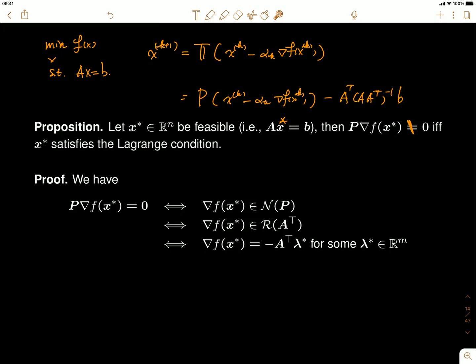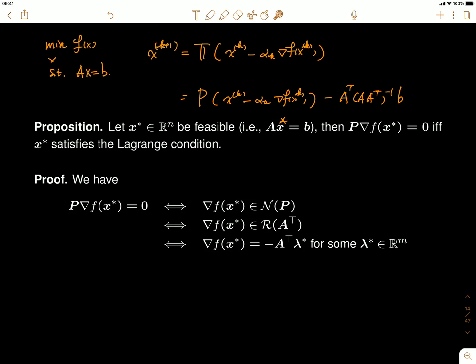Sorry, I should say it is equal to 0, so I shouldn't have this right here. It's still just that. Okay, so a point satisfies the Lagrange condition if and only if P times the gradient, or the projection of the gradient of f at x star onto the plane omega, is equal to 0.